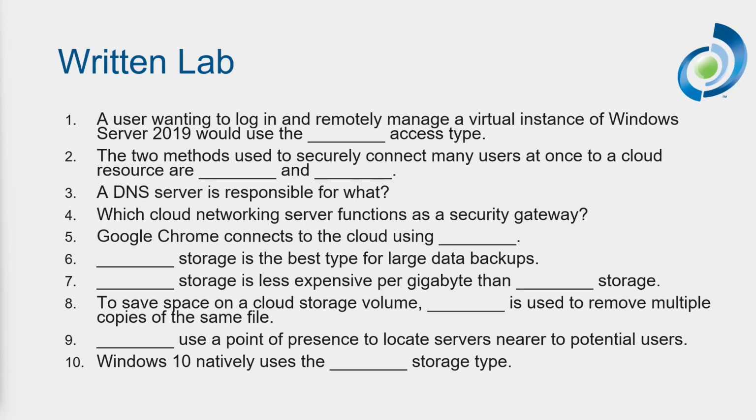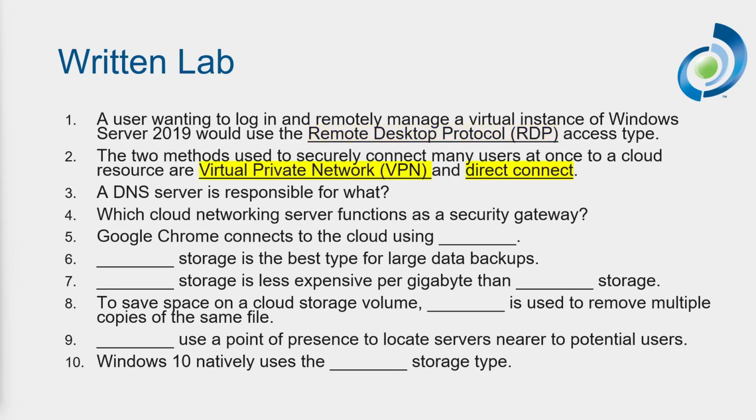A user wanting to log in and remotely manage a virtual instance of Windows Server 2019 would use the blank access type. This, of course, is RDP, or remote desktop type. Question two, the two methods used to securely connect many users at once to cloud resources are blank and blank. So that answer is virtual private network and direct connect.